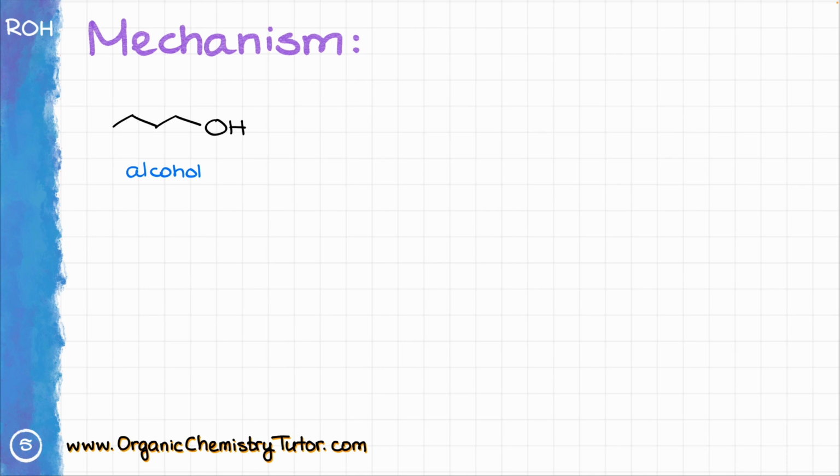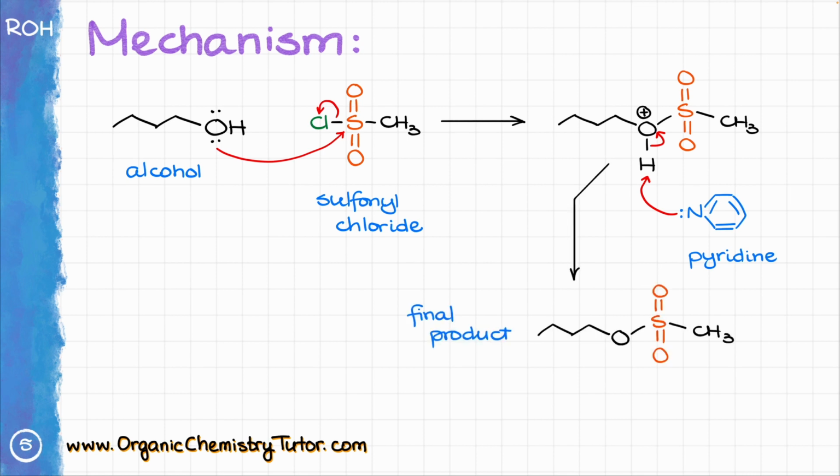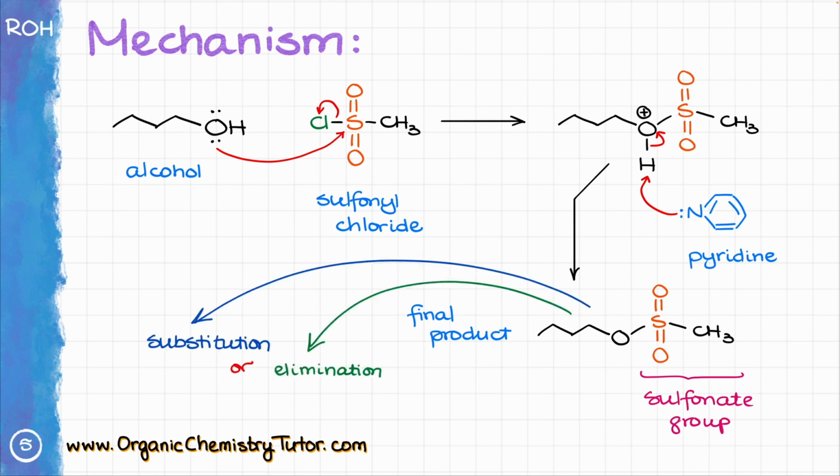Now, from the mechanism perspective, a reaction between an alcohol and a sulfonyl chloride is pretty straightforward. We take an alcohol, we take the sulfonyl chloride, and the alcohol is going to attack the sulfur atom while at the same time displacing the chlorine atom from it. This is going to give you a protonated intermediate, which is going to quickly lose the proton to pyridine and give you the final product. And here, instead of the OH group, you're going to have the corresponding sulfonate group. In this case, it's going to be a methyl group. And once you have your sulfonate ester, you can then proceed with the elimination or a substitution reaction of your choice, so it's pretty simple as you can see.